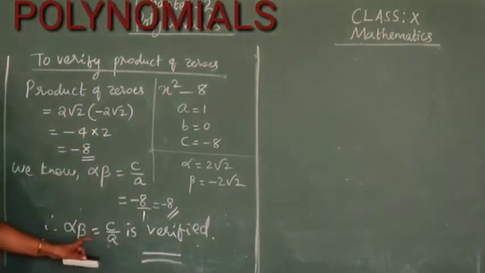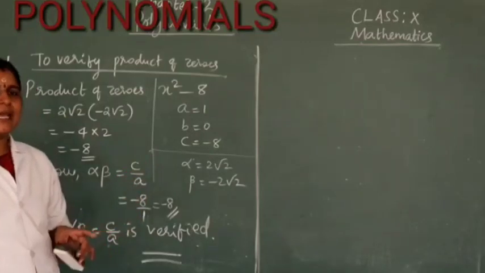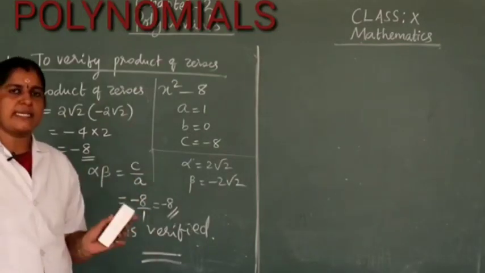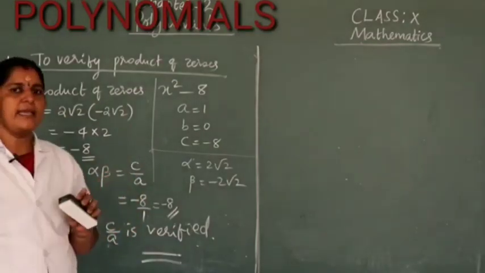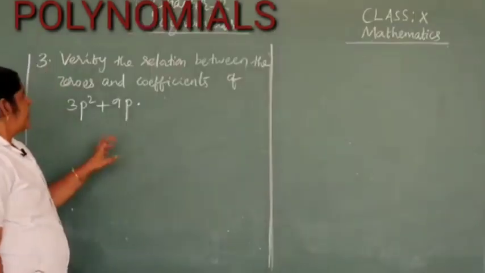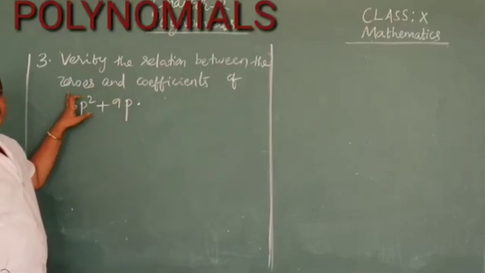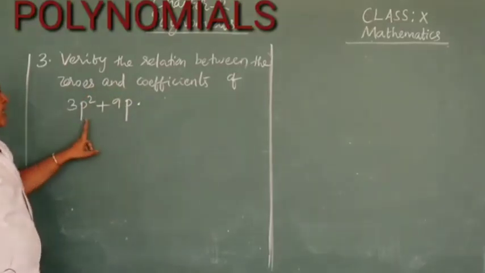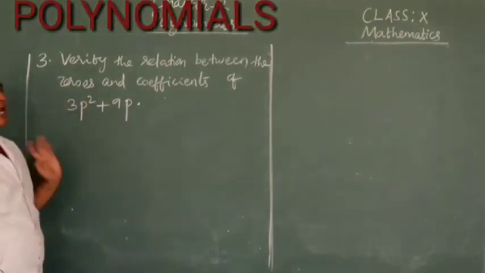So in your textbook related examples are there. All of you should practice those examples and very clearly understand the meaning of the problem. Now the third question here, verify the relationship between the zeros and coefficients of 3p square plus 9p.